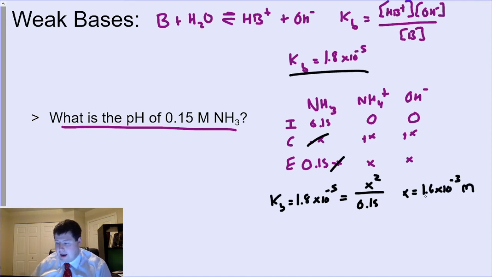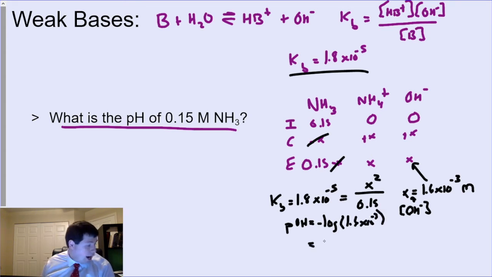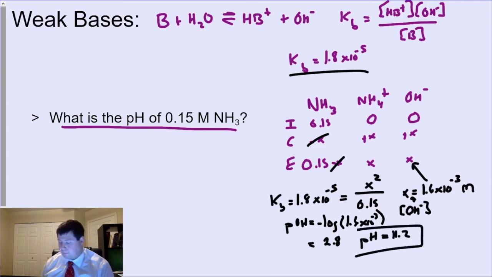Now it's important to remember that this x represents my OH- concentration. I'm looking for pH, so similar to what we saw before, we're going to have to take that extra step of calculating my pOH first. So it's going to be minus log of 1.6 times 10 to the minus 3rd. Throw that in your calculator. My pOH I end up getting is 2.8, and so my pH then is 14 minus that, or 11.2. So as you can see, it's very similar to our weak acid calculations. I just need to remember that I'm calculating OH- first rather than H+ first and plan accordingly.